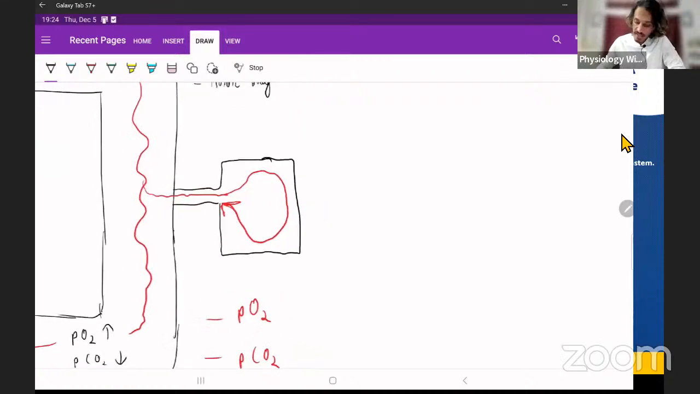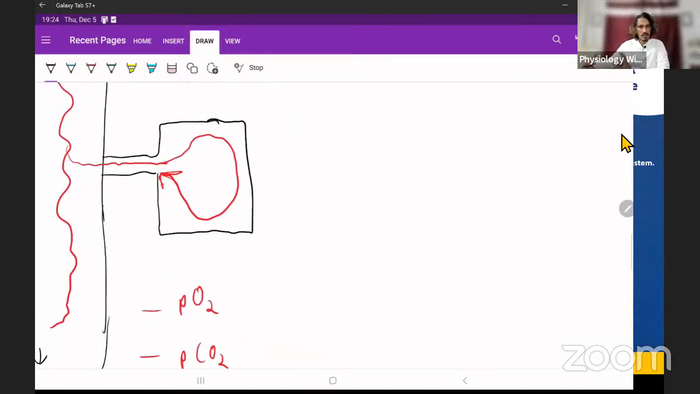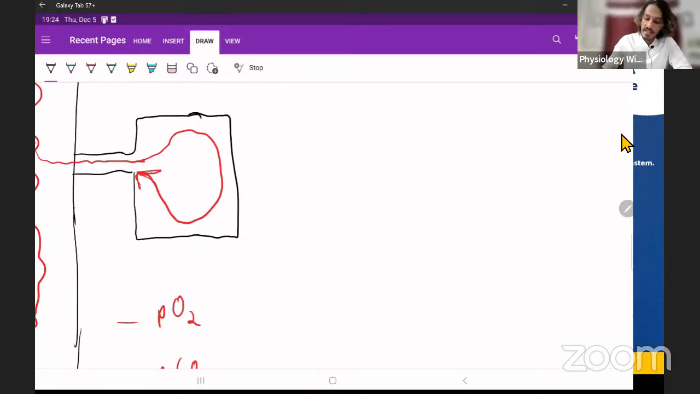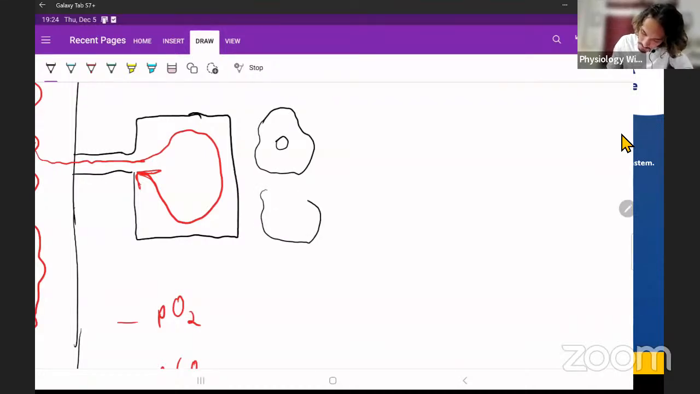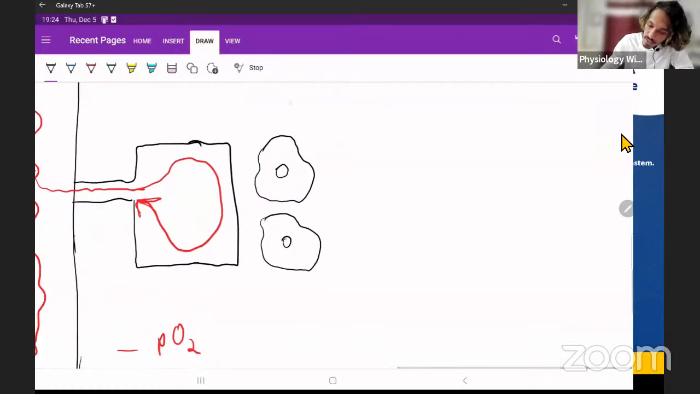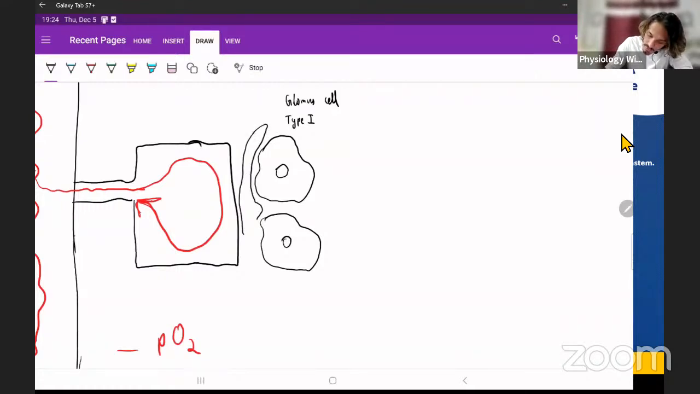Now let's be more specific and go into it. When you reach this body, you see that at the edges there is a particular group of cells present. So these are some cells you will see here. These cells are called glomus cells. And this, which I have drawn in particular, is what is called type 1 glomus. Apart from that, there is also another type of glomus cell.